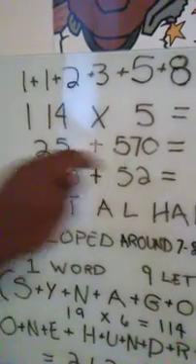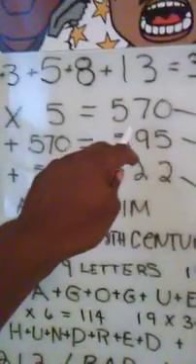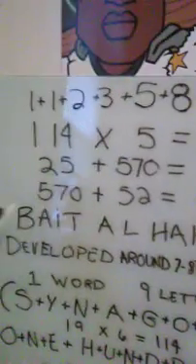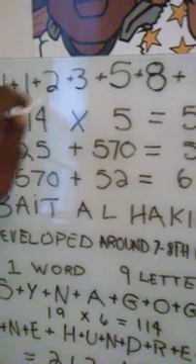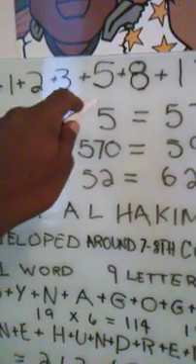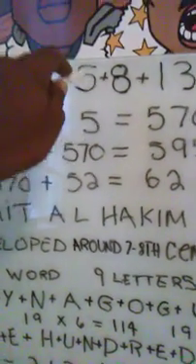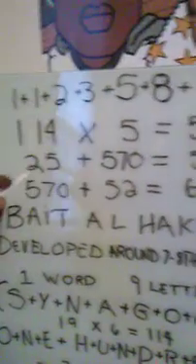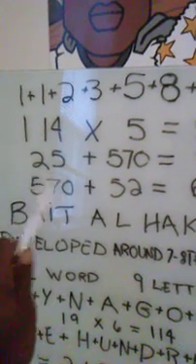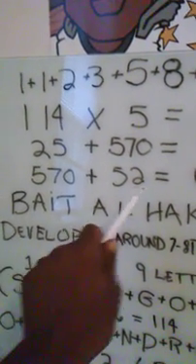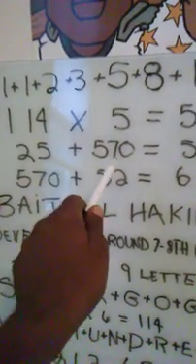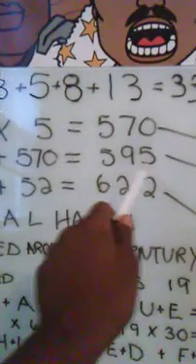We know that we multiplied 114 by 5 and it got us 570, right? And then we took the 1, 2, 3, 4, 5th Fibonacci number, which is the number 5, and squared it. 5 times 5 is 25. And the reflection of 25 is 52. So 25 plus 570 is 595.